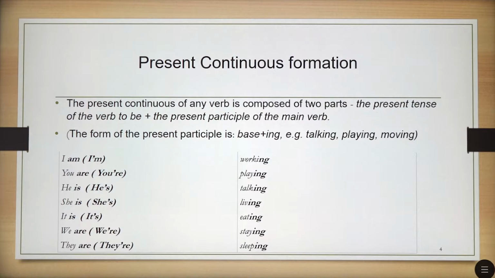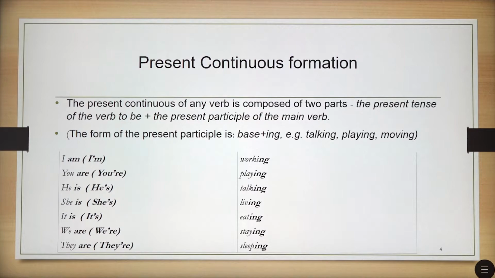We form present continuous with two parts of the verb: the present tense of the verb to be, am, is, are, plus the present participle of the main verb. The form of the present participle is the base form plus ing. For example, talking, playing, moving, etc.